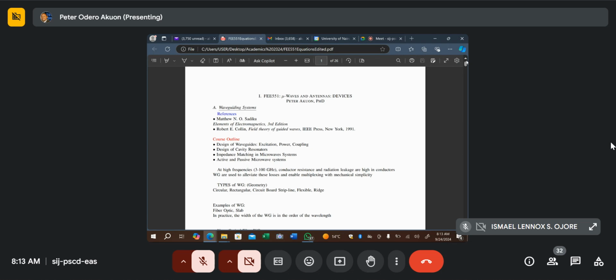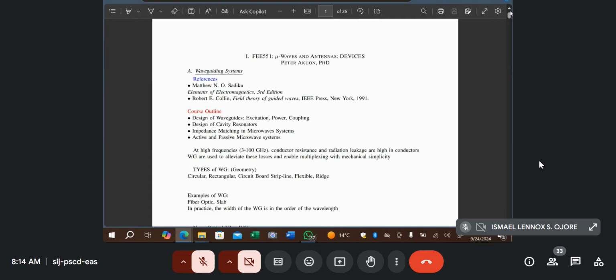So we know that at very high frequency, if we talk about 3 to 100 gigs, the conductor resistance and radiation leakage are high. So we use the waveguide to alleviate those losses. And also, if you want to multiplex in a more simple way, then you need to use the waveguides instead of conductors. And you need to explain why it is that at high frequencies the radiation leakage will be high in conductors. So here you can remind yourself of skin depth.